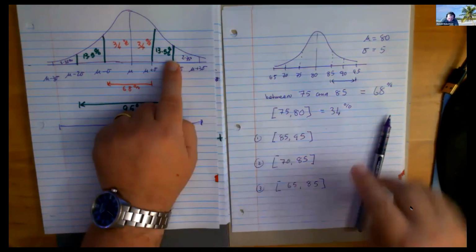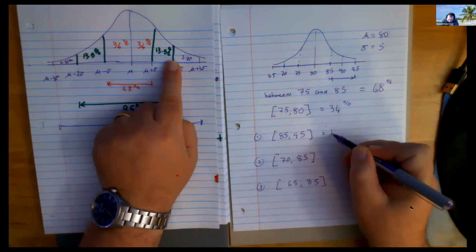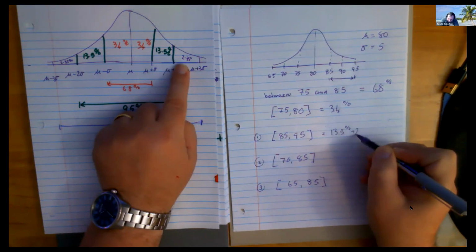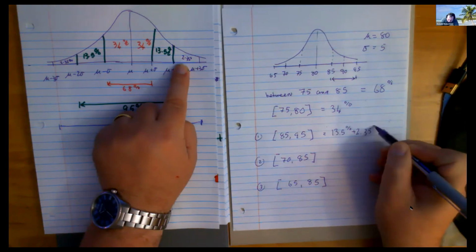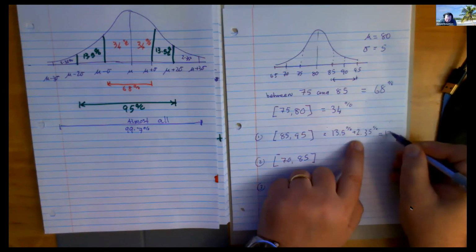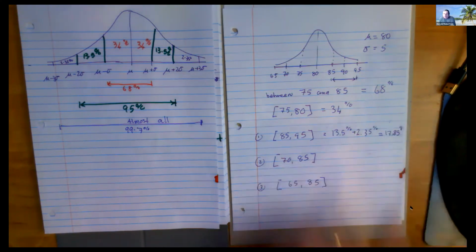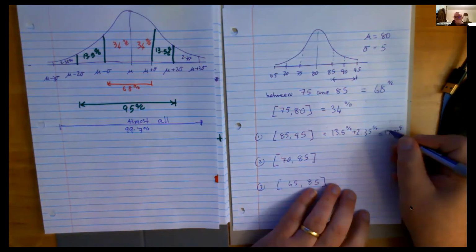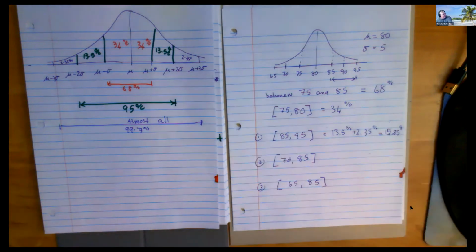And so that would be made up from a 13.5%, and then you add another 2.35%, and I make that 17.85%. Are we in agreement on that? Because sometimes I can't count. It should be 15.85. Did you all catch that deliberate mistake?